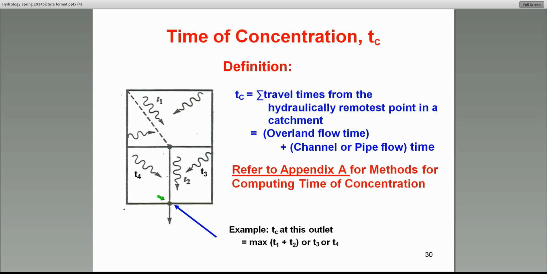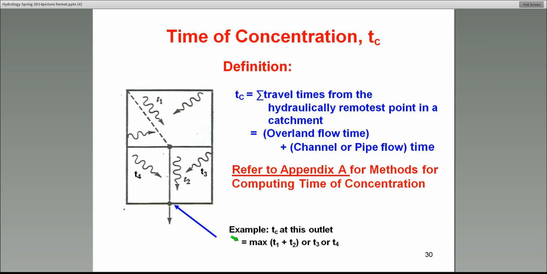And when you come down to this inlet point, you have to compare all possible paths of flow to that point. In this case, it will be either T1 plus T2 or T3 and T4 taken individually. So in that case, TC at that point is the max of those three travel times. So basically in the rational method, depending on which point of application you are or which point in the system you are, you'll have to redefine the time of concentration at every point.